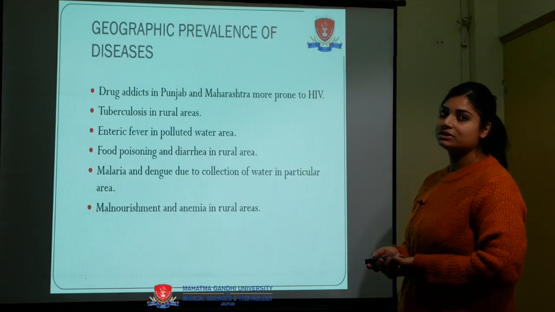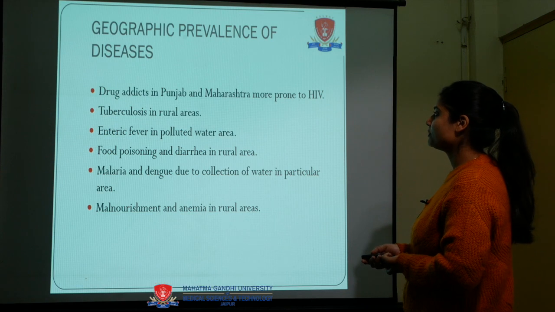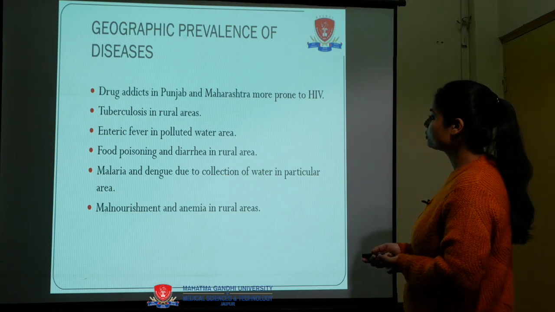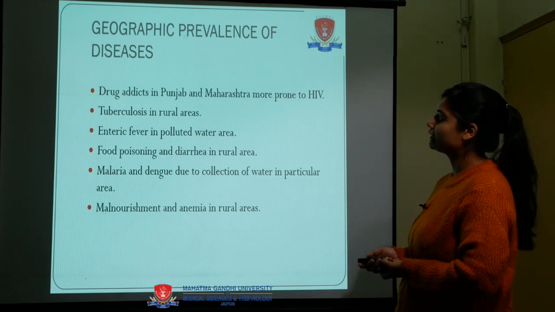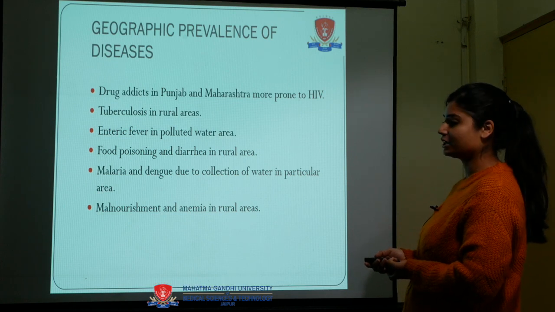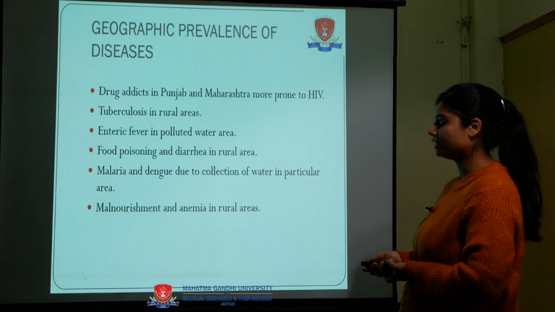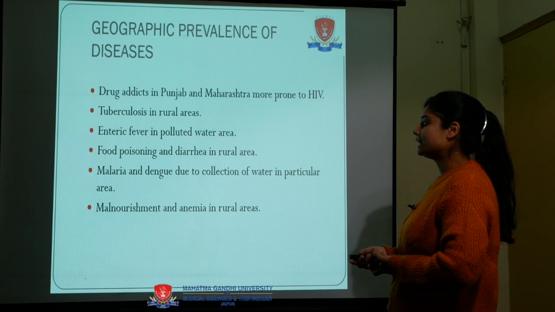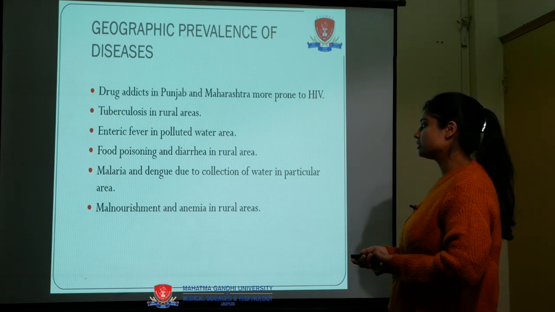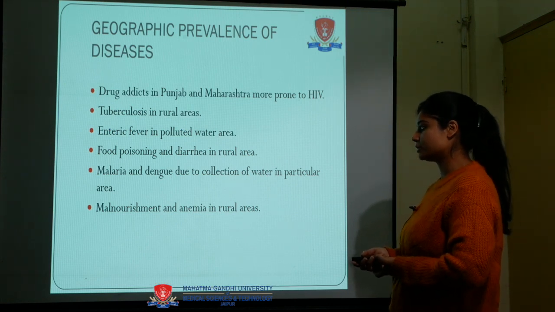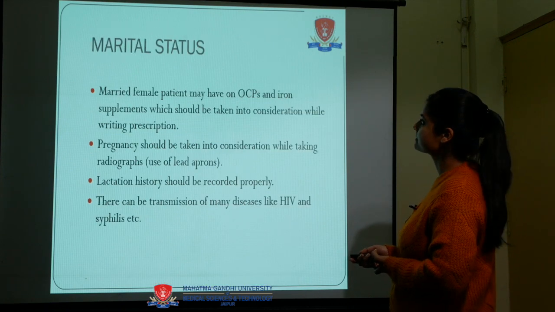Geographic prevalence of diseases. Drug addicts in Punjab and Maharashtra are more prone to HIV, tuberculosis in rural areas, enteric fever in polluted water areas, food poisoning and diarrhea in the rural area, malaria and dengue due to collection of water in a particular area, malnourishment and anemia in rural areas.